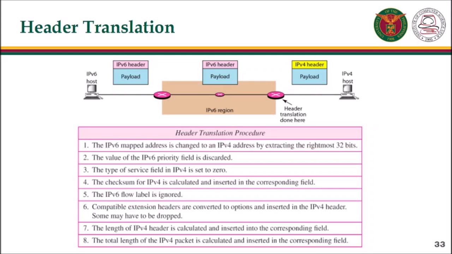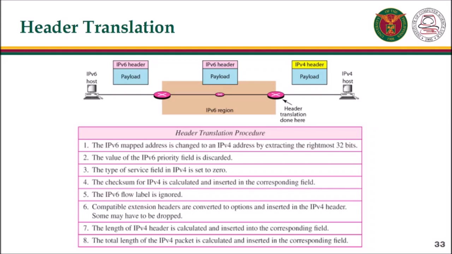Header translation is necessary when the majority of the internet has moved to IPv6, but some systems still use IPv4. The sender wants to use IPv6, but the receiver does not understand IPv6. Tunneling does not work in this situation because the packet must be in IPv4 format to be understood by the receiver. In this case, the header format must be totally changed through header translation.